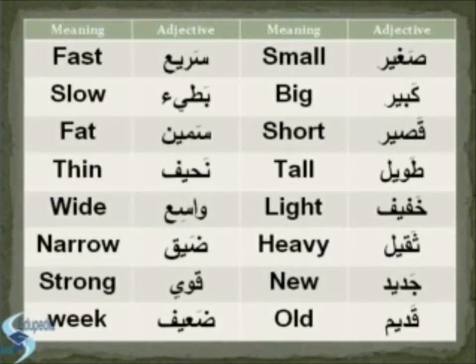So, these are the adjectives that we have learned so far. We have صغير, small. كبير, big. قصير, short. طويل, tall. خفيف, light. ثقيل, heavy. جديد, new. قديم, old. سريع, fast. بطيء, slow. سمين, fat. نحيف, thin. واسع, wide. ضيق, narrow. قوي, strong. ضعيف, weak. So all of these adjectives are in the masculine form.